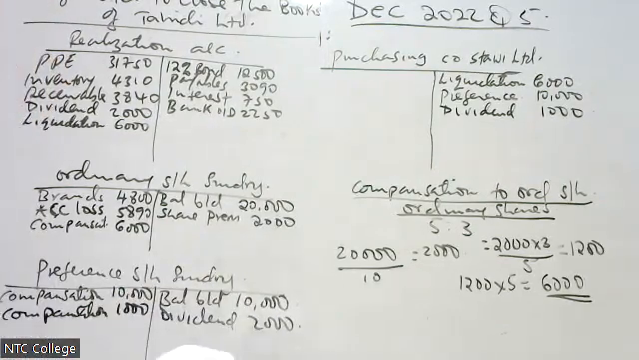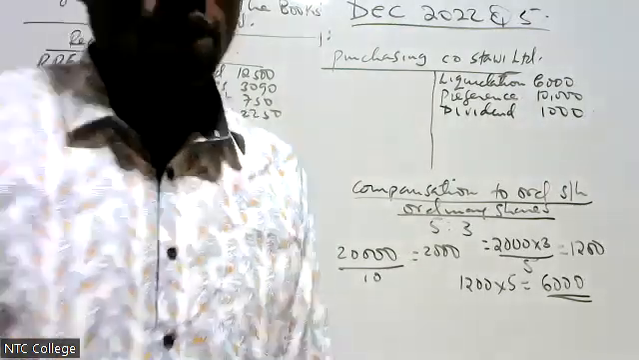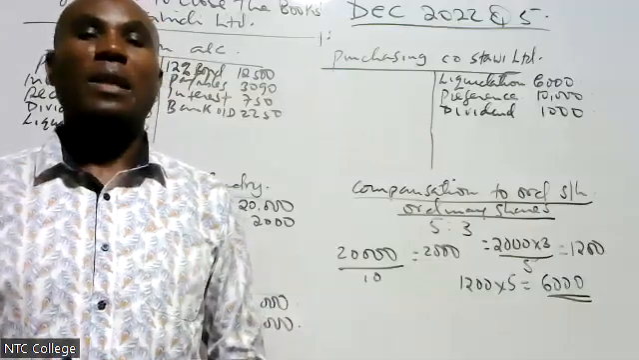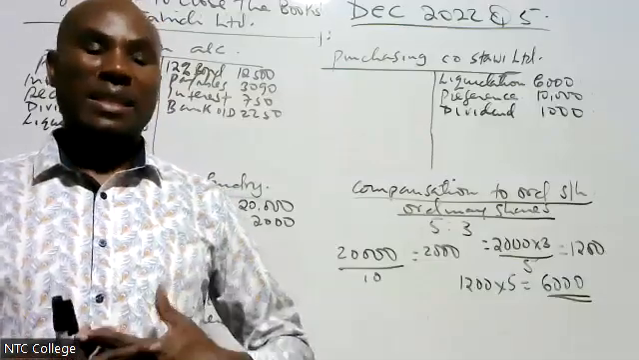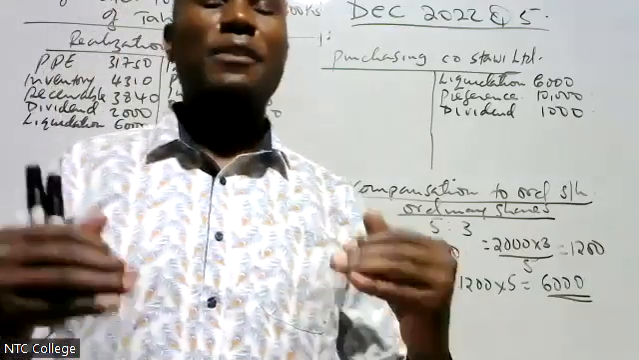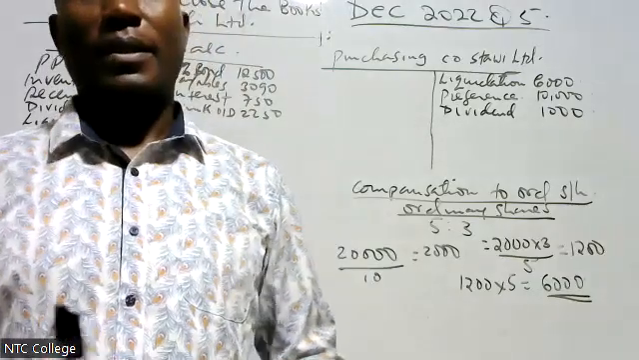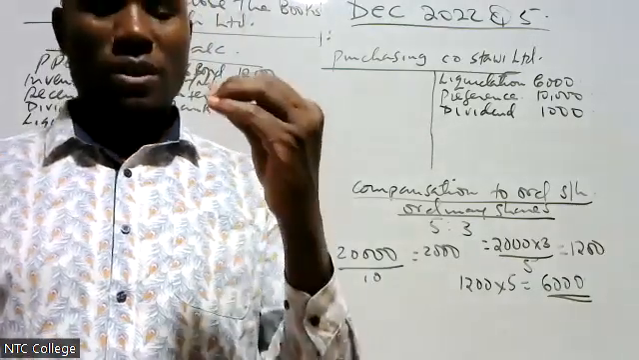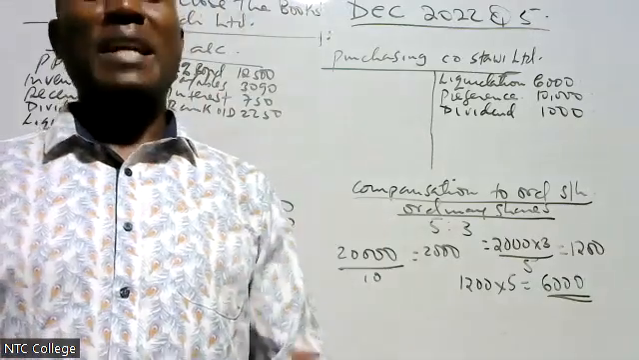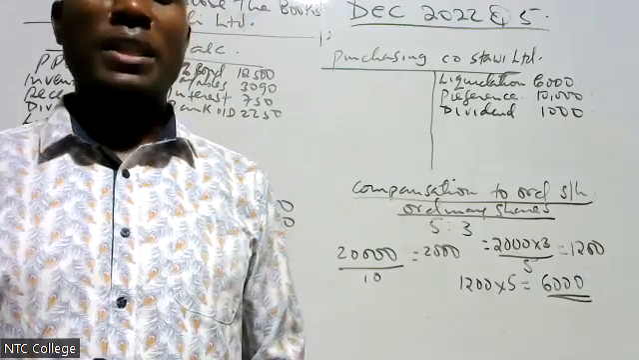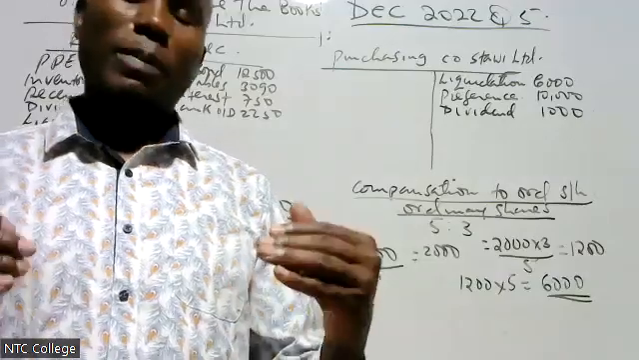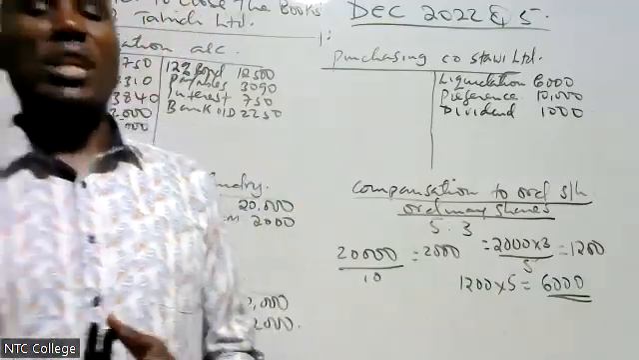Now, listen to note number 5 in this question. Listen very carefully. What the examiner is saying there is that after we have taken over this company, there was a loan. Now, this loan will be converted into ordinary shares.